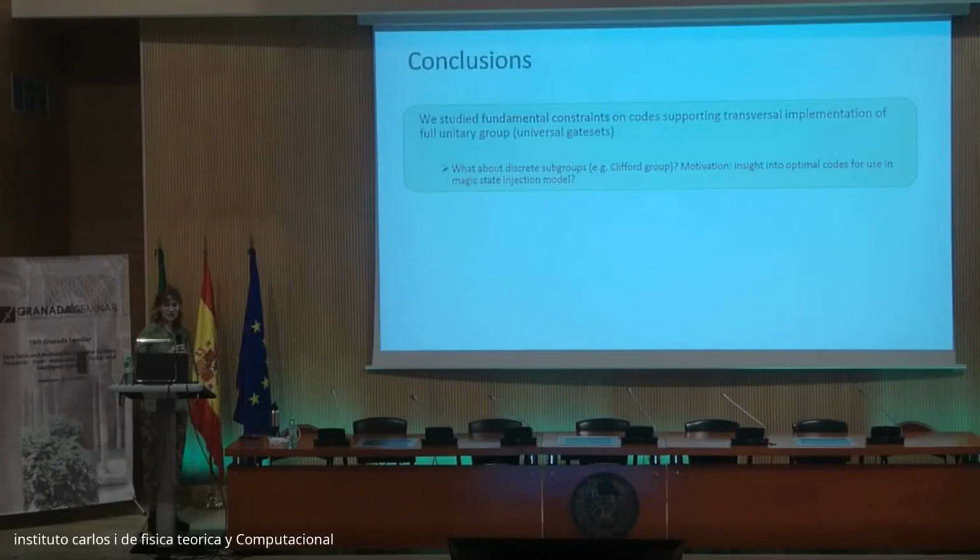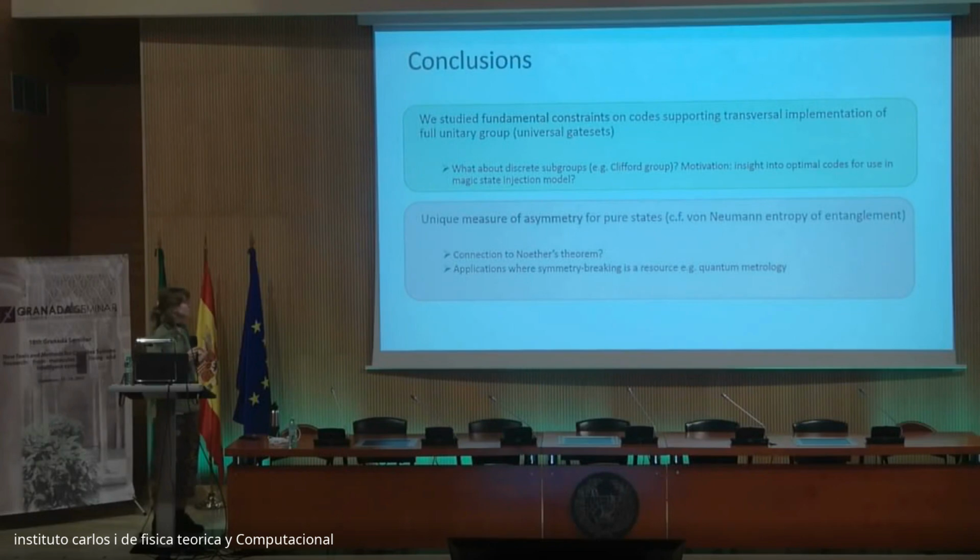So to conclude, we studied fundamental constraints on code-supported transversal implementations of the Lie group. One potential future direction would be to use the same methods to provide constraints on discrete subgroups of the unitary group. For example, the Clifford group is very interesting from the perspective of computation. The motivation is that this might provide insight into how to construct optimal codes within the state injection model that I mentioned earlier.